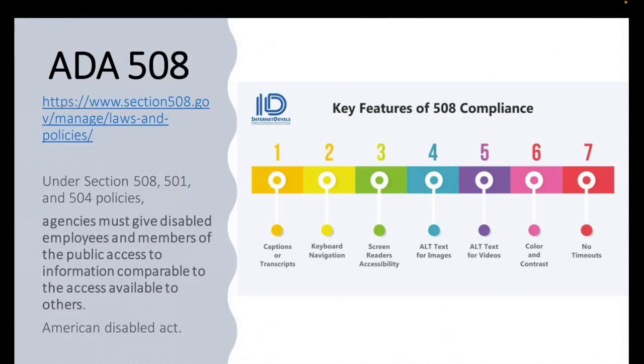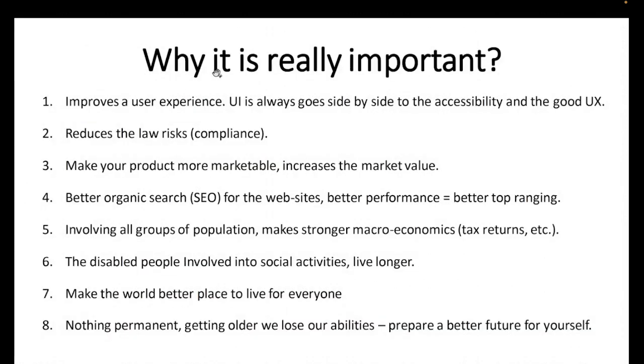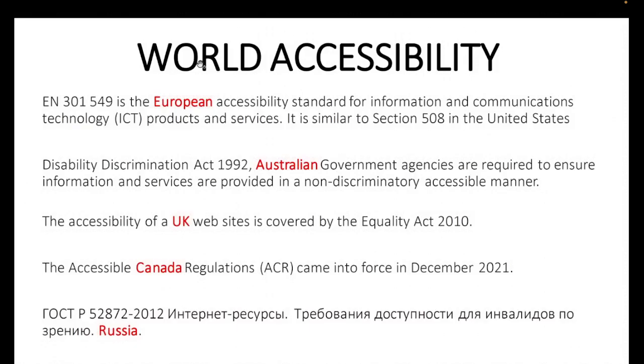Okay. World of accessibility. You might be wondering, what is the situation in the world? Let's say the European Union has its own standards of information classified, similar to the Americans with Disabilities Act. The Australian government agency for disabled people has a similar thing. British, Canadians, and even Russia. Those are requirements of availability for people with loss of seeing, which is GOST.